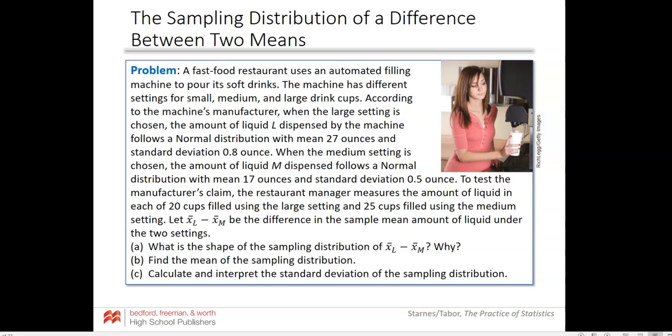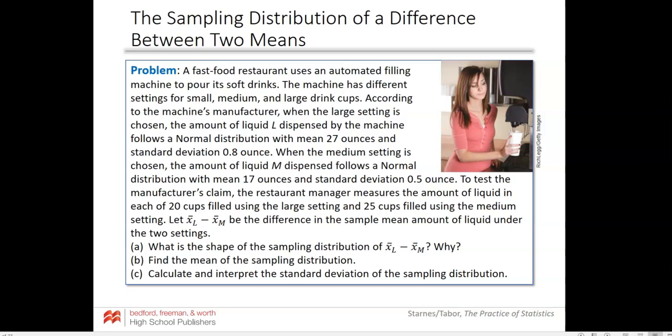Okay, a fast food restaurant like Chick-fil-A or something uses these kinds of automated filling machines to pour soft drinks. They just push a button and it goes. And they do this for small, medium, and large. According to the machine's manufacturer, when the large setting is chosen, the amount of liquid L dispensed by the machine follows a normal distribution, with a mean of 27 and a standard deviation of 0.8. The medium one, again, is approximately normal, has a mean of 17, standard deviation of 0.5. There's always going to be some variation in any machine, really, for just about anything. So there's going to be some variation, not much, but a few ounces of variation there.